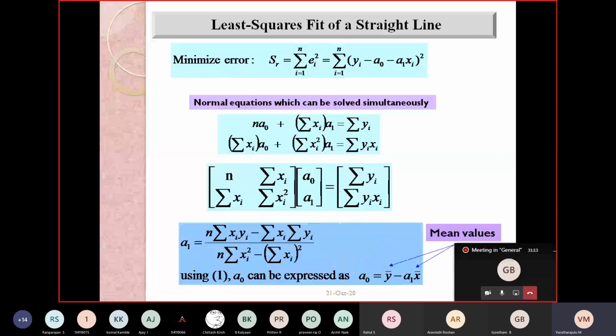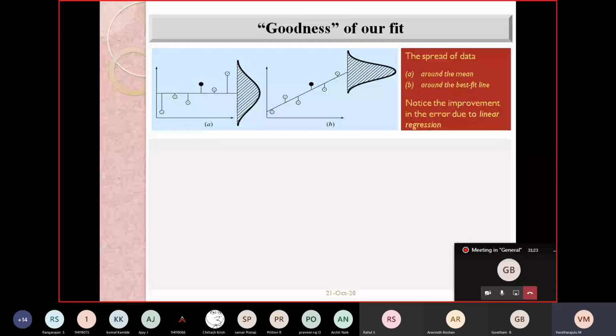This is a1, and these are all some other information related to the spread, that is spread around the mean, and here around the best fit. And notice the improvement in the error due to linear regression. And see here the curve coverage area.